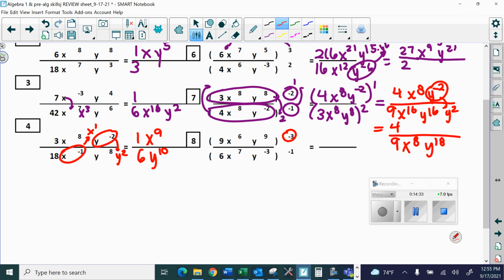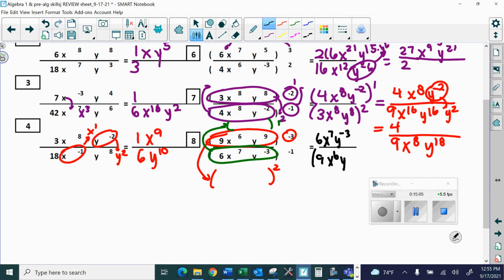Again, we have a negative exponent here, so this entire thing gets moved down to here with a positive 3 now. And this entire thing gets moved up here for a positive 1 now. So I'll go ahead and write that. 6x to the 7th, y to the negative 3, and that's the positive 1, so I can just drop that off. And then I have 9x to the 6th, y to the 9th, to the positive 3. I dropped it down, so now it's positive.